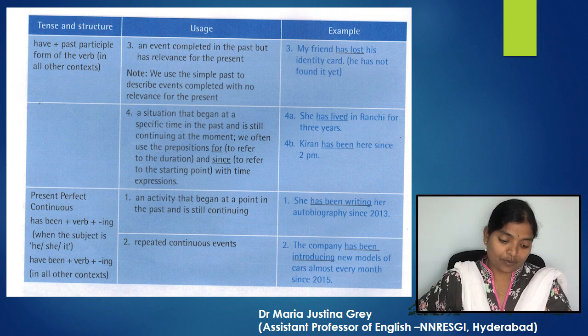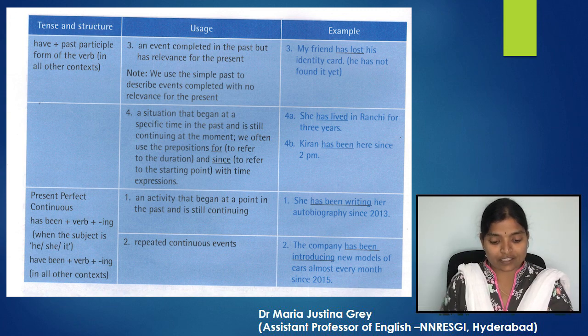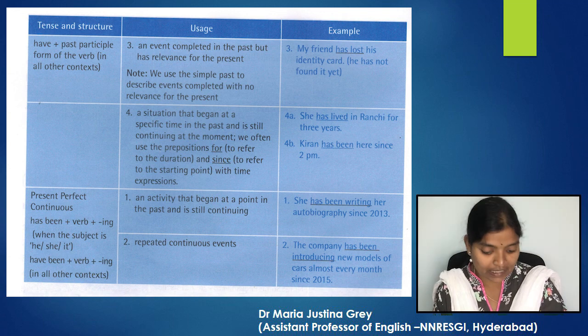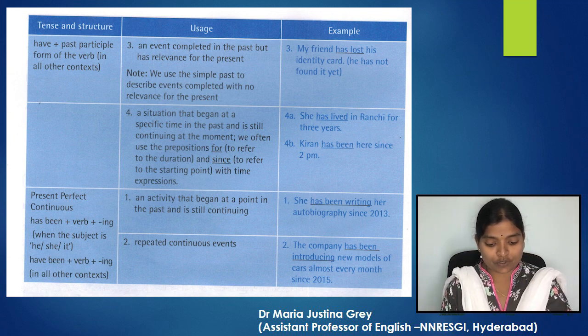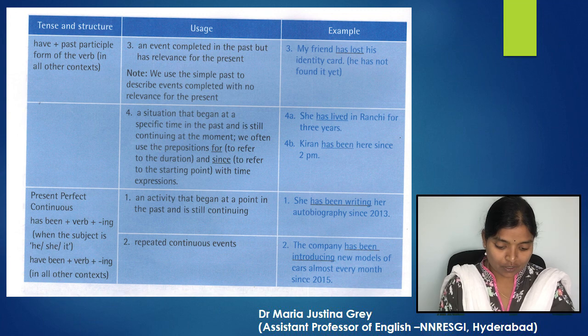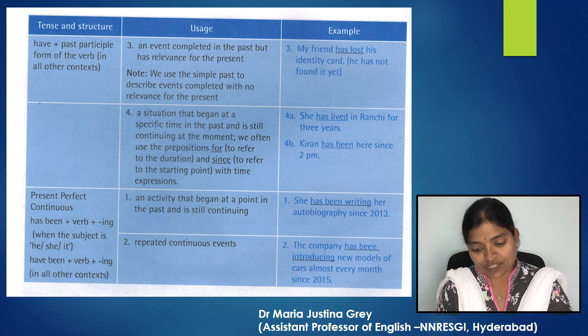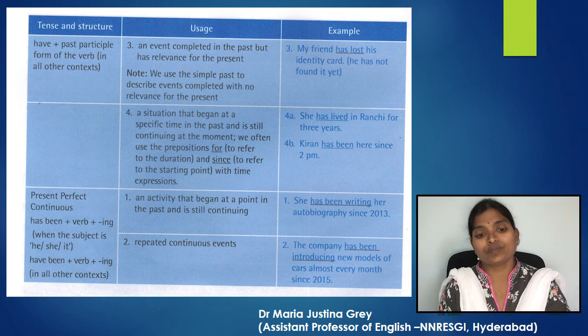Another use of present perfect is when we want to talk about a situation that began at a specific time in the past and is still continuing at the moment. We often use the prepositions for to refer to the duration and since to refer to the starting point with time expressions. For example, she has lived in Ranchi for 3 years, or Kiran has been here since 2 p.m.